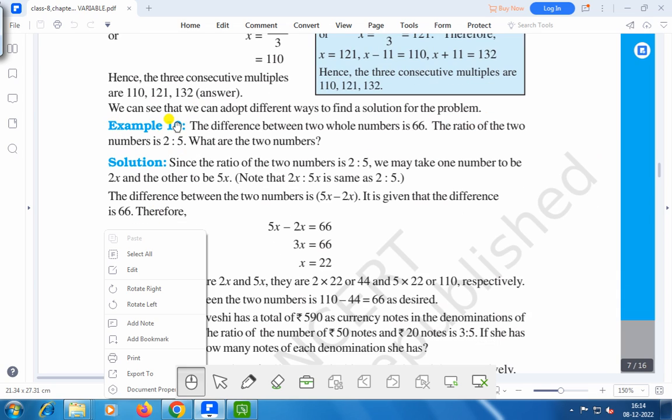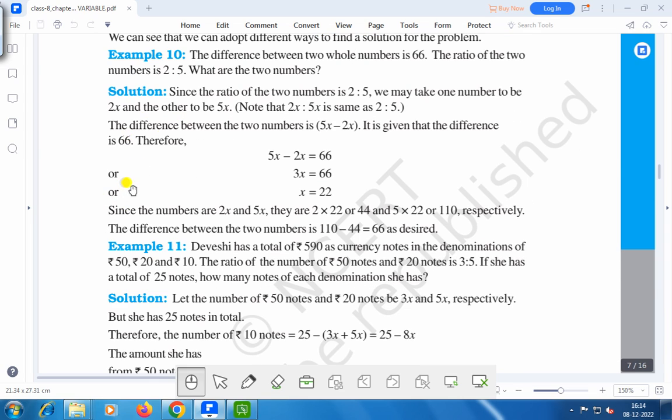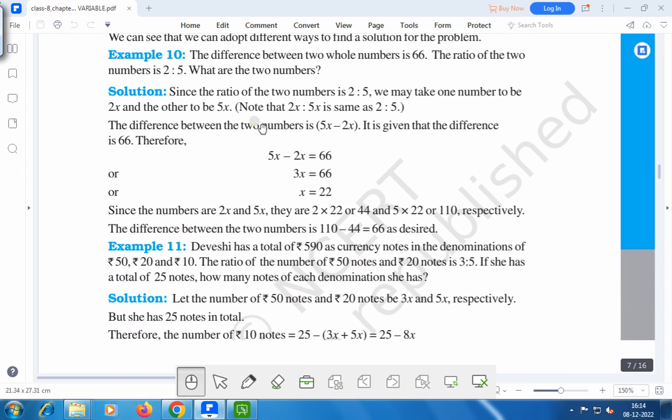We can also see that we can adopt different ways to find a solution to the problem. We'll solve question number 10. Here the difference between two whole numbers is 66. The ratio of the two numbers is 2 is to 5. What are the two numbers?